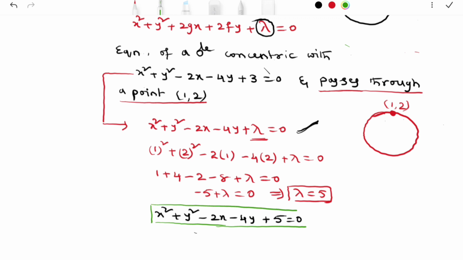Okay, so I hope that everyone understands the concept of concentric circles.